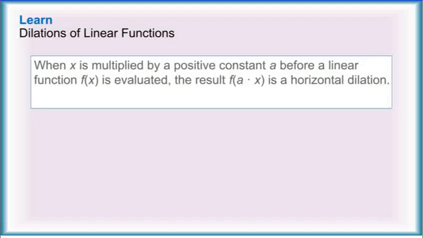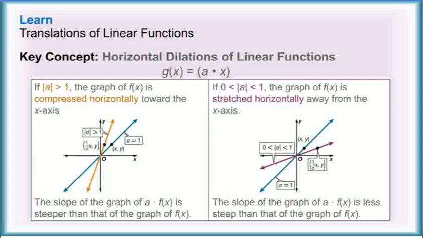When x is multiplied by a positive constant a before a linear function of x is evaluated, the result, a times x, is the horizontal dilation. So you notice the difference here is that a is on the inside of the parentheses, so it's affecting the x, which means it's a horizontal dilation. And just like vertical dilations, horizontal dilations do have compression, but they're just going to be the opposite.